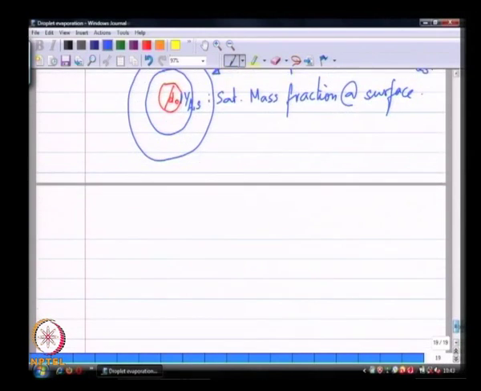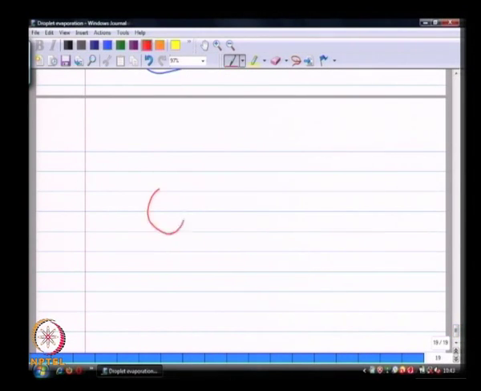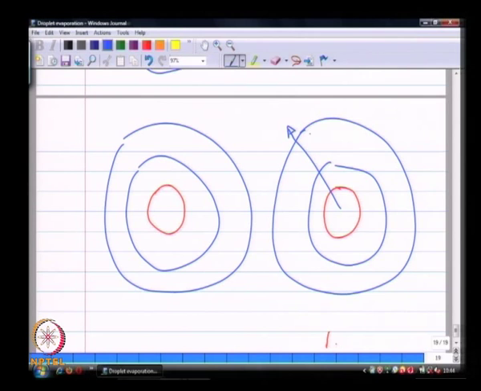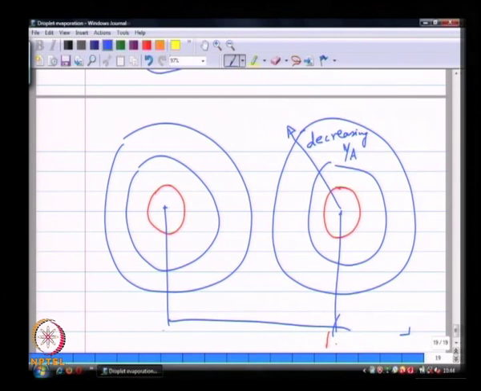If I take two droplets and do the same exact thing, I take one droplet here, the lines of constant YA are still circles around each drop. And these are decreasing YA. Each circle is a contour of constant YA, of a decreasing value of YA away from the center. So, if the droplet spacing is very large in comparison to the size of the droplet, or this R sub H.